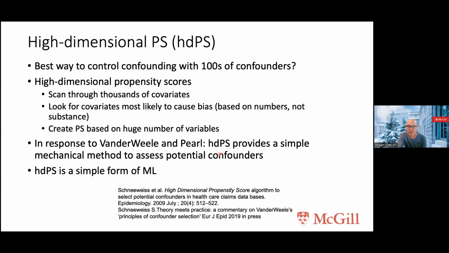And in response to Vanderweele and Pearl, Schneeweiss in this European Journal of Epidemiology paper wrote that all of that structural theory about how you could draw the DAG is all well and good, but when you have 1,000 covariates, you're not going to draw a DAG, and you're not going to go through them one by one, identifying which variables you think are associated with the outcome and which are associated with the exposure. You might as well use something like the high dimensional propensity score.